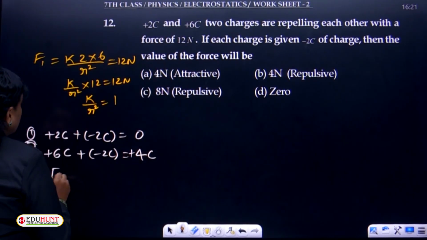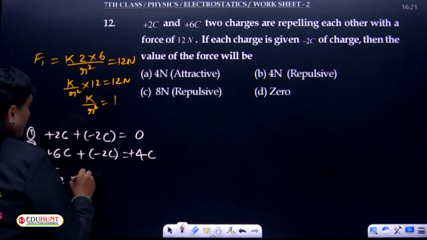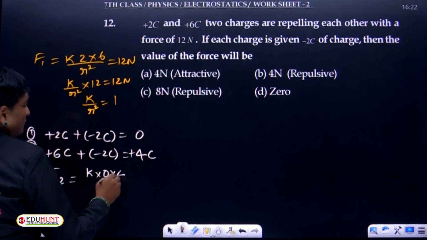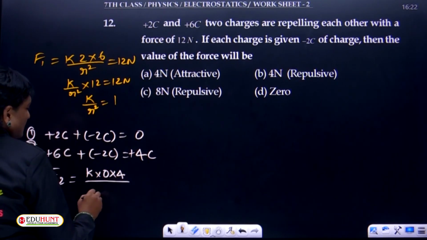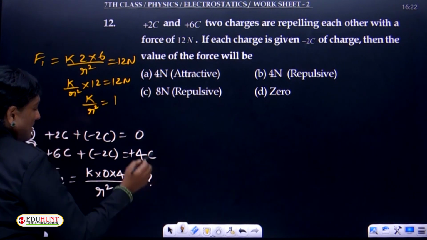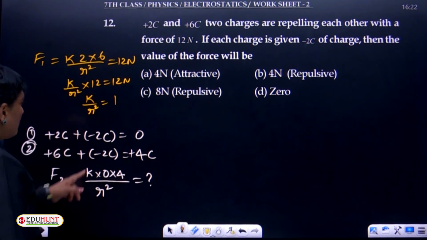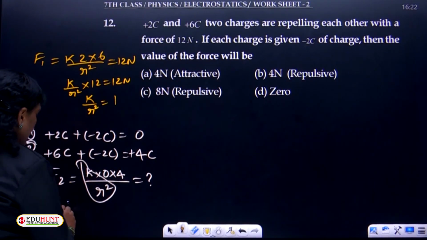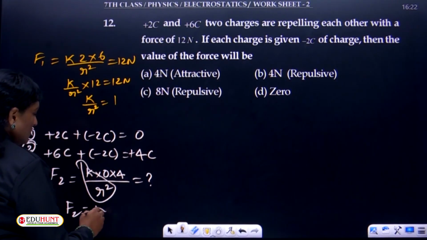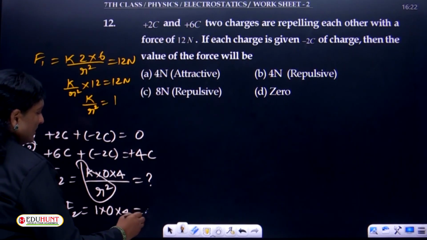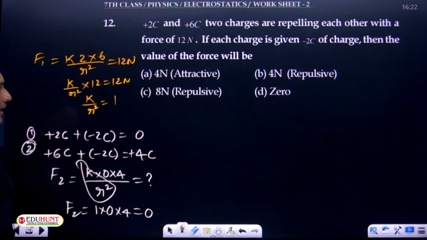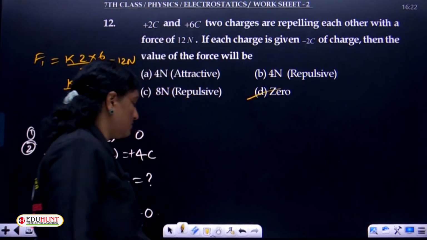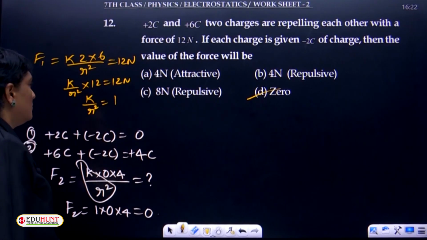Hence, the net force in this case will be K times Q1 Q2, that is 0 into 4 coulomb, upon distance square, R square. How much are you asked to find out? Of course, we just found the value of K by R square as 1. So F2 is equal to 1 into 0 into 4. Finally, it is 0. Hence, the final answer is found to be 0.